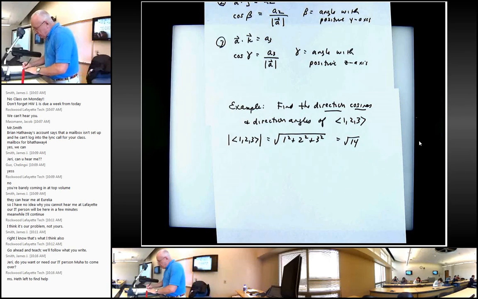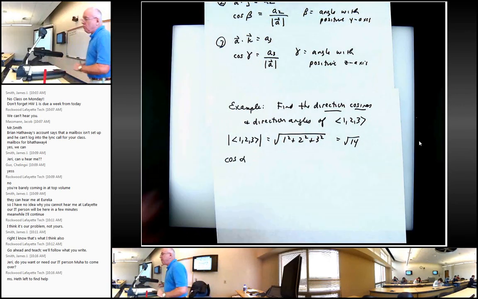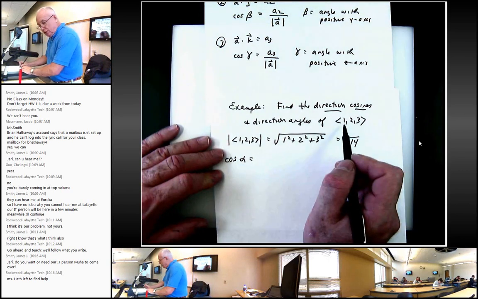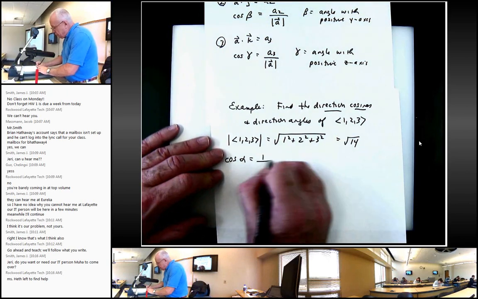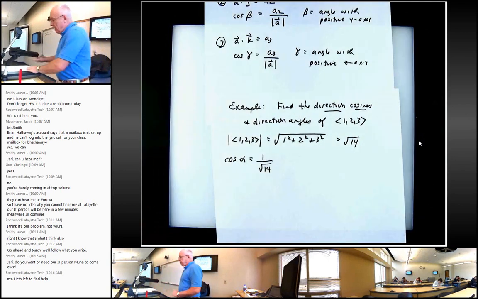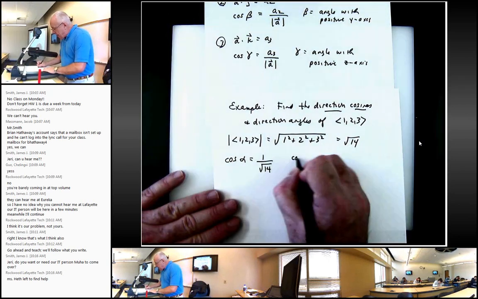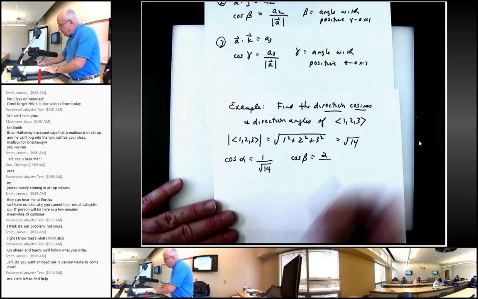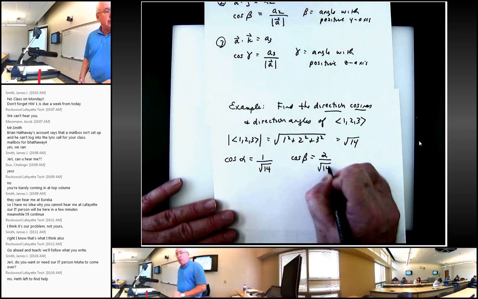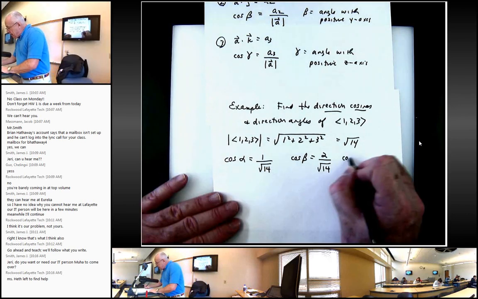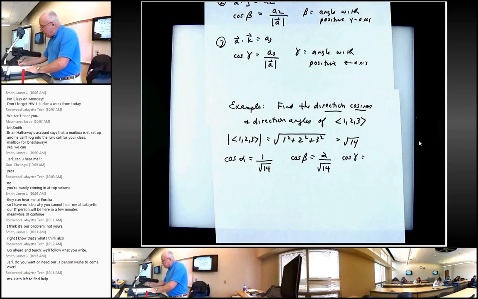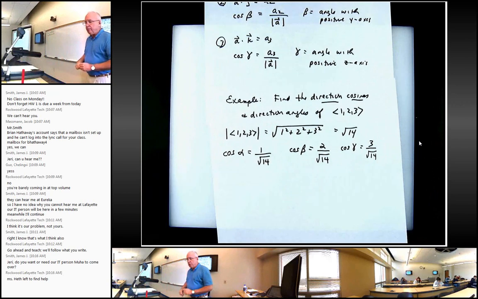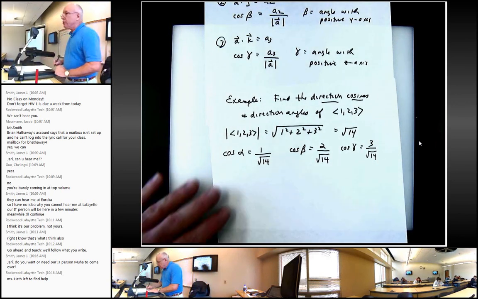So we say the cosine of alpha, the angle with the x direction, is just going to be my first component, which is a 1, divided by my magnitude, the square root of 14. My beta angle with the positive y-axis, its cosine is going to be the second component, which is a 2, divided by the magnitude, the square root of 14. And then the gamma angle with the positive z-axis, its cosine is going to be my third component, which is 3, divided by the square root of 14. So these are the direction cosines.